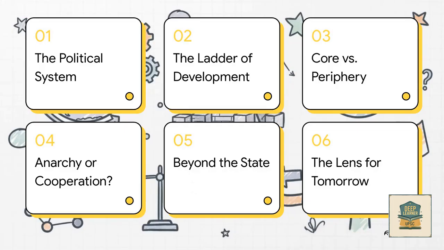So, here's our game plan. We'll kick things off by asking a really basic question. How does a state actually work? Then, we'll look at the theory that all nations are basically climbing the same ladder of development, and then we'll hit the powerful counter-argument that says, nope, the whole system is rigged. From there, we dive into that timeless debate. Are we just doomed to conflict, or can we actually cooperate? And finally, we'll zoom out beyond the state to ask who really holds the power in our world today.